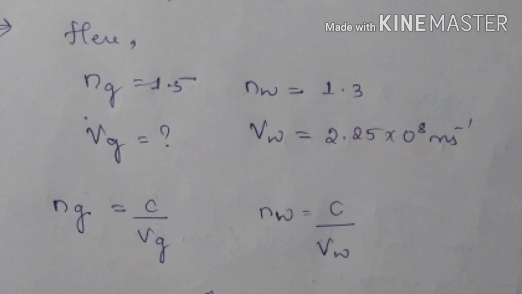From the data, if we write the equation, we know the absolute refractive index can be given as the speed of light in vacuum to the speed of light in a medium. Using that formula, we write the equations for Ng and Nw. Ng is equal to C by Vg and Nw is C by Vw. So here we have two equations, wherein we know the value of C and the value of Vw, and we have to find the value of Vg.